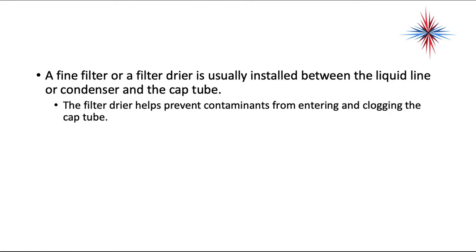A fine filter or filter dryer is usually installed between the liquid line or condenser and the cap tube. The filter dryer helps prevent contaminants from entering and clogging the cap tube. It is very easy for a cap tube to be clogged. Even residue from your brazing, if you ever have to fix a leak in a system, can block a cap tube. It's very important that a filter dryer go in there.